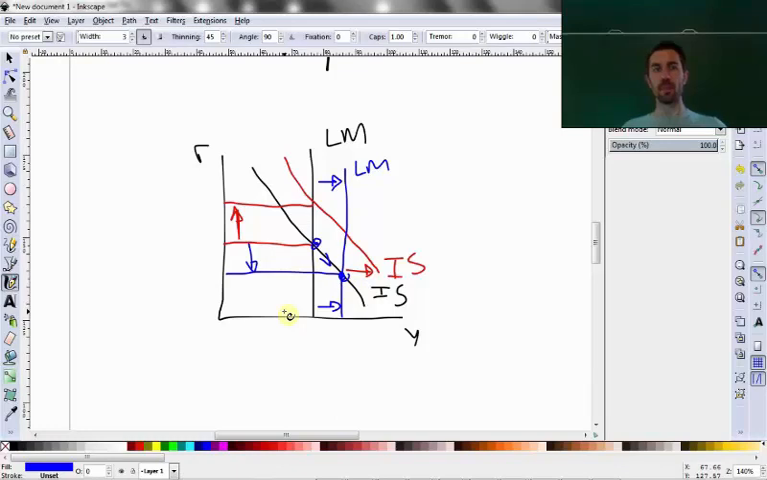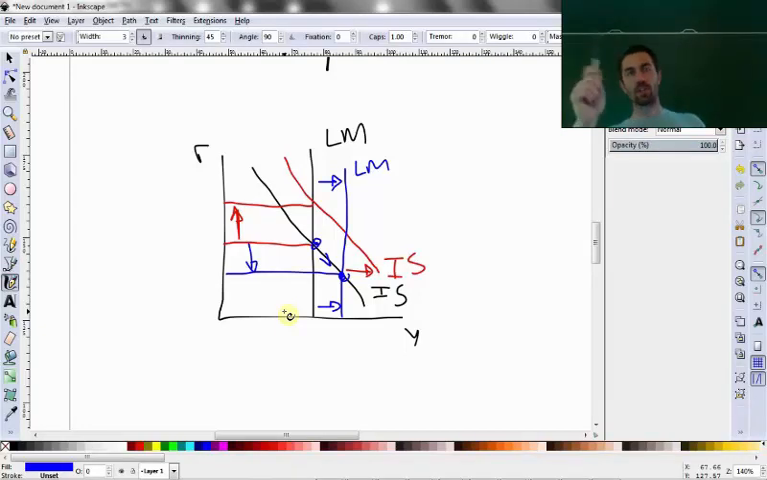Okay? So if our LM curve is vertical, fiscal policy doesn't work, but monetary policy does work. So the more inelastic the LM curve, the better monetary policy is at changing output. The more elastic the LM curve is, the better fiscal policy is at changing output. Right? Are you with me?